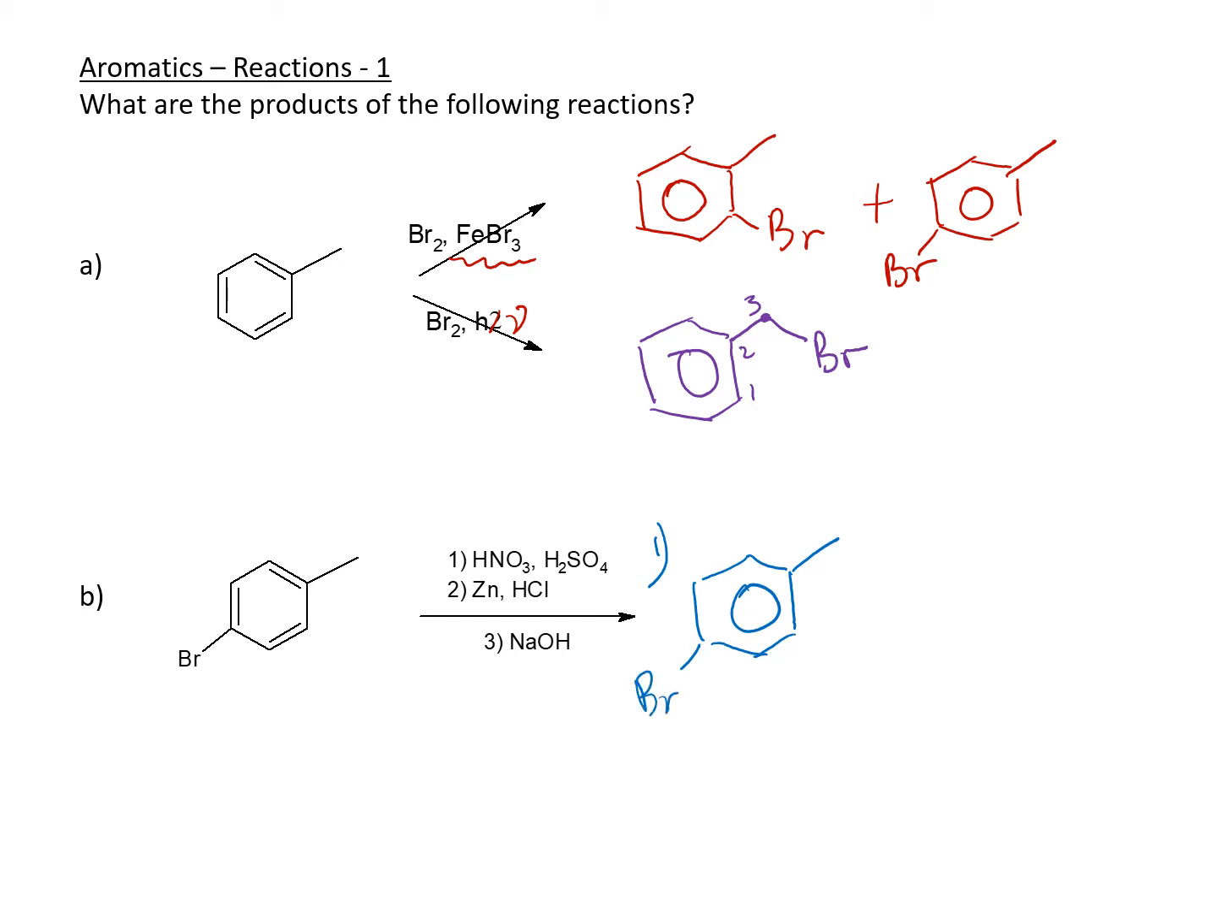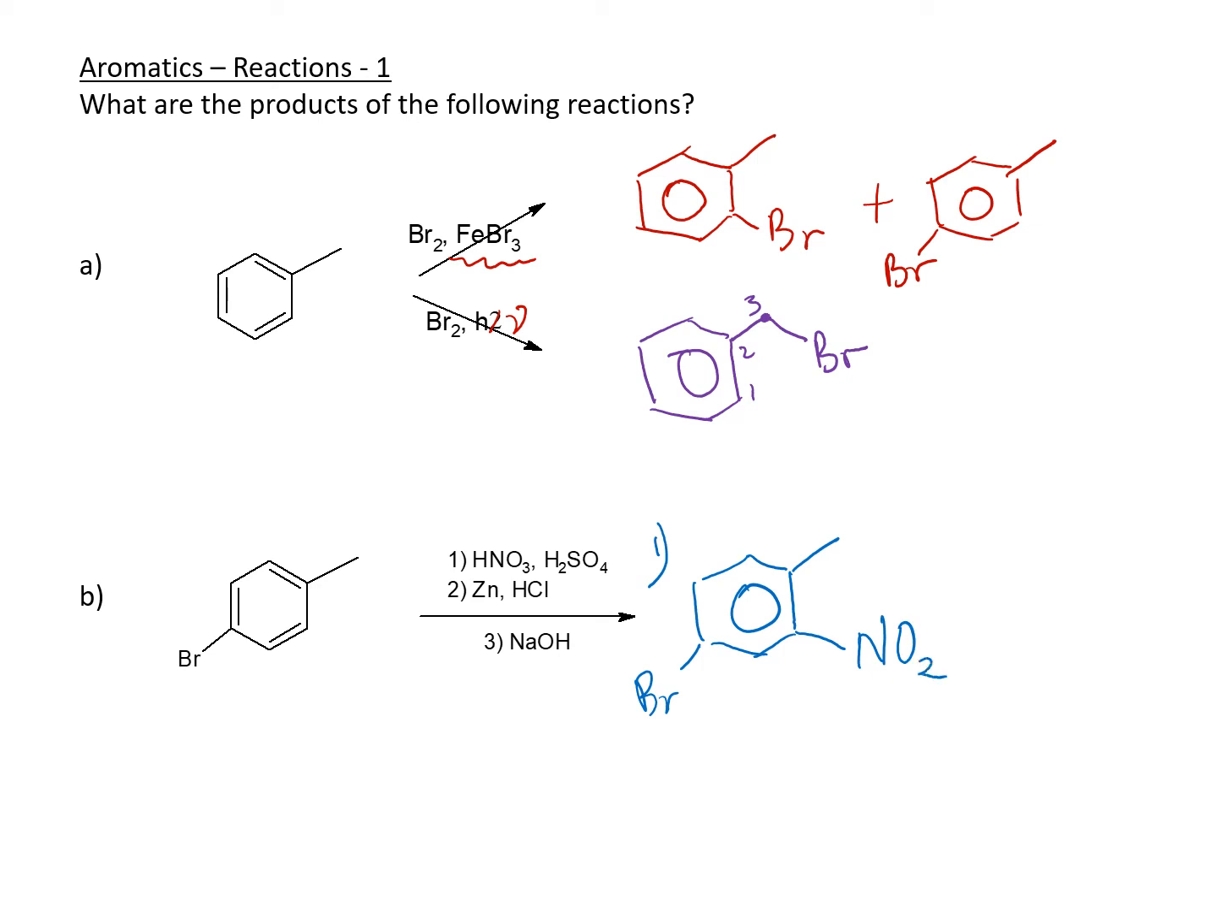Now both bromine and methyl groups are both ortho-para directors. Bromine is not so much of an activator, it is an ortho-para director. Methyl is an activator, so it means that the nitro group is going to go pretty much ortho to the methyl group. So that's the nitro.